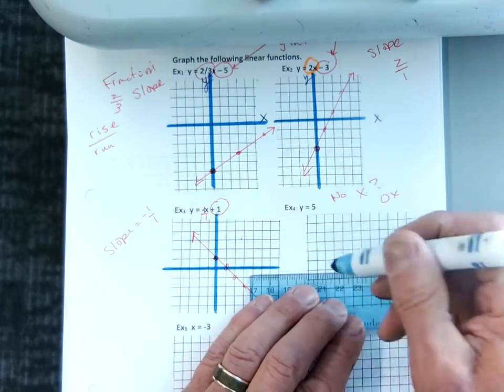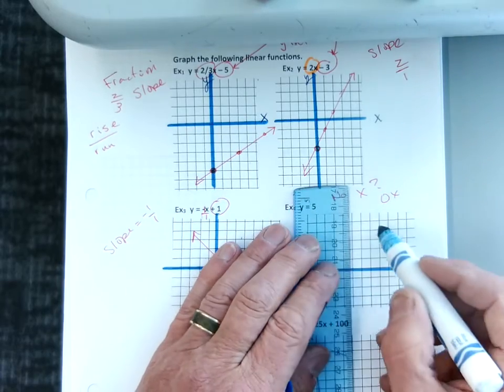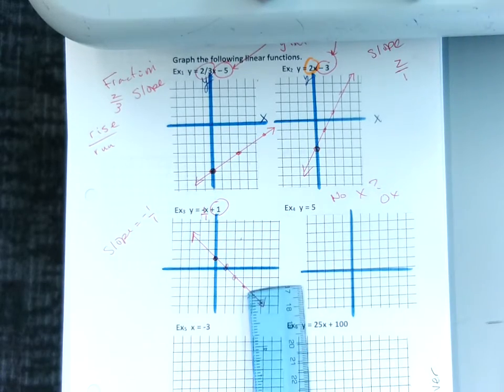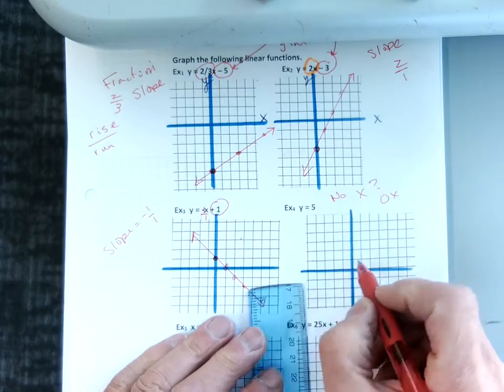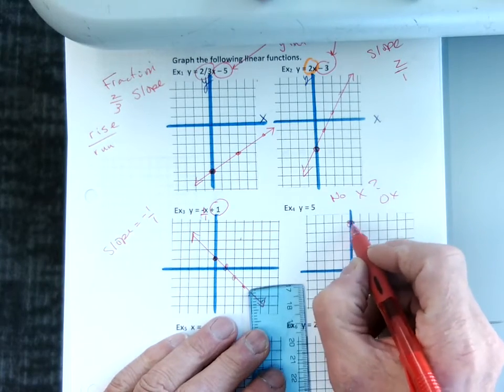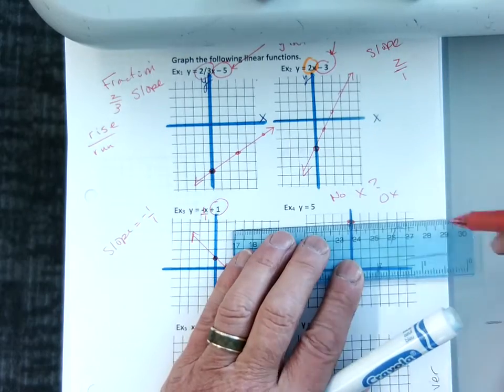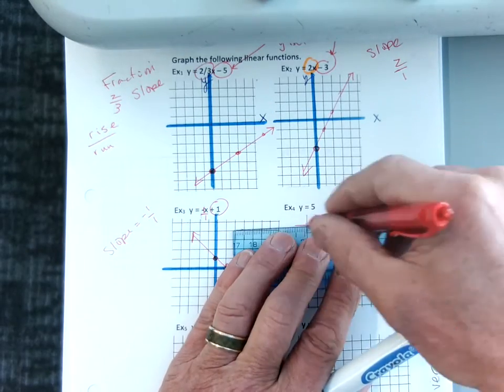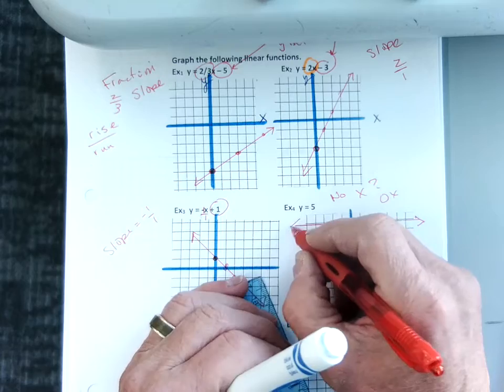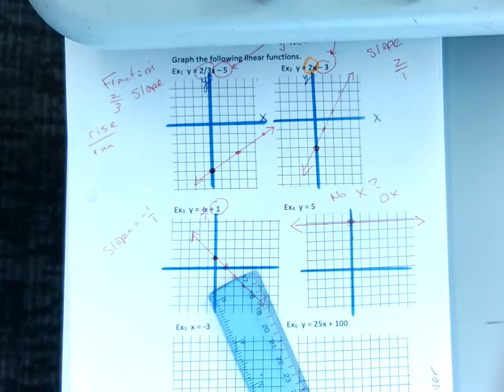My x-axis, my y-axis. Start at 5. 1, 2, 3, 4, 5. And there's no x. So it's like going up 0 over 1. Up 0, 1. So if you get an equation that's y equals just a number, it's a horizontal line. And here's why it works.